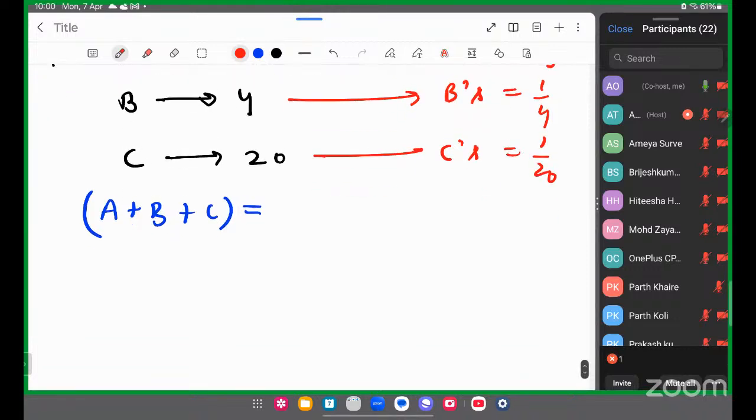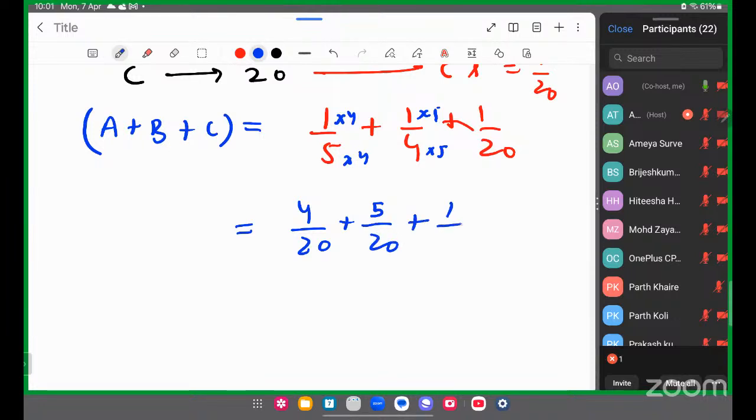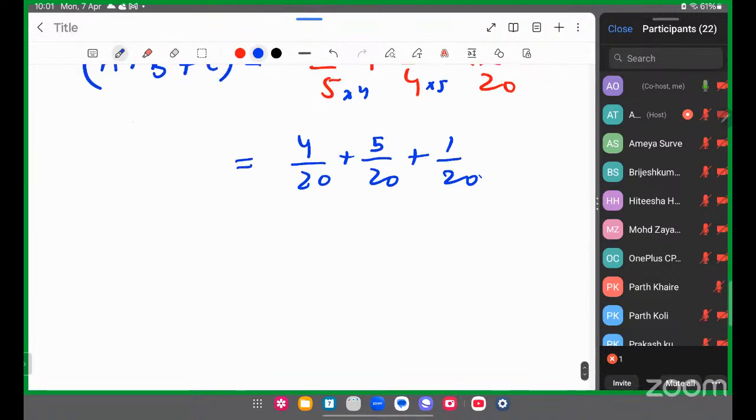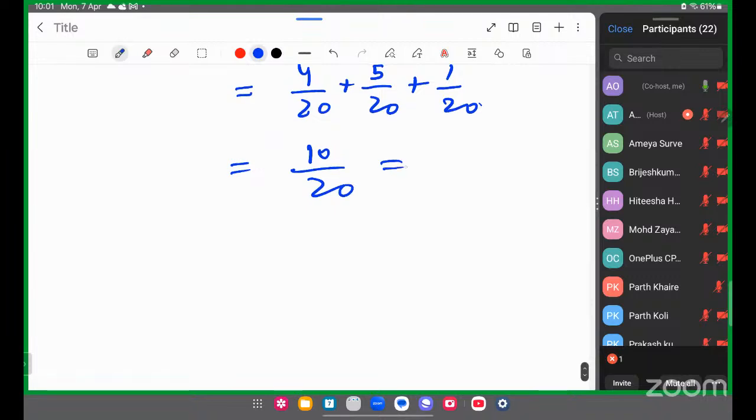So work done in 1 day by A, B, and C will be 1 by 5 plus 1 by 4 plus 1 by 20, which will give us what? Multiplied by 4, multiplied by 5. So this will be 4 by 20 plus 5 by 20 plus 1 by 20. The denominator is the same, so you can add the numerators: 4 plus 5 plus 1 is 10. 10 by 20. So in 1 day, 10 by 20 work is completed, that is 1 by 2.